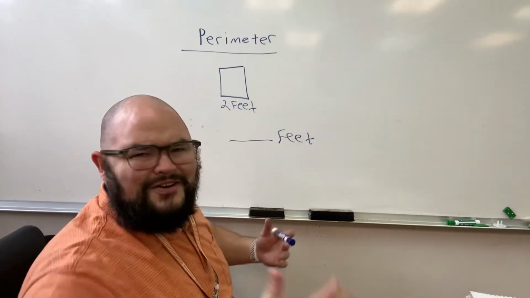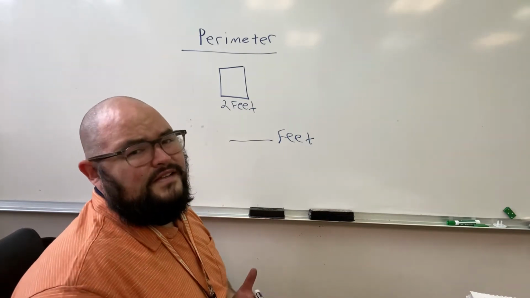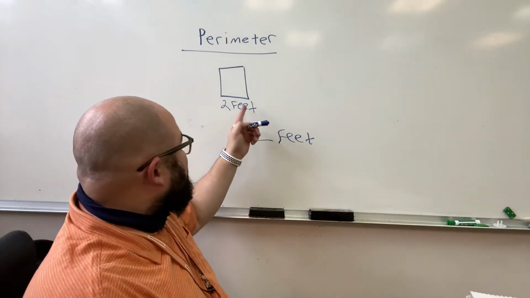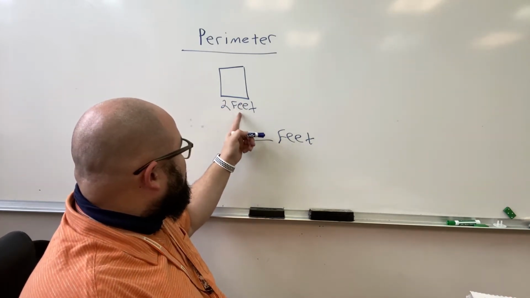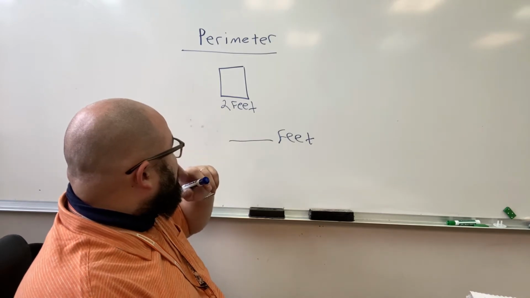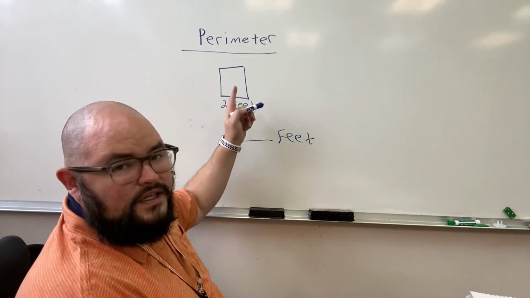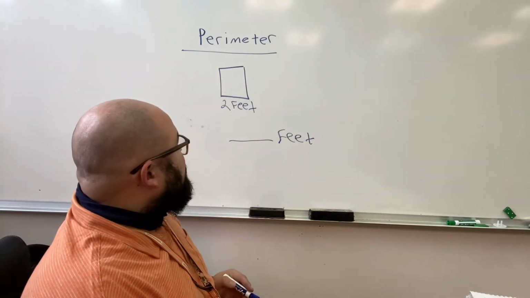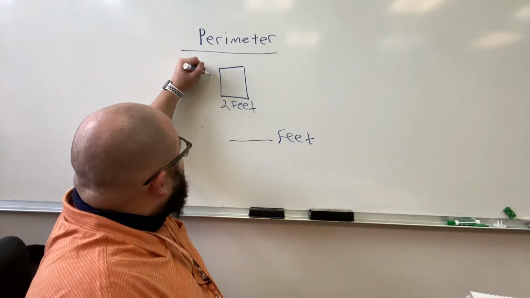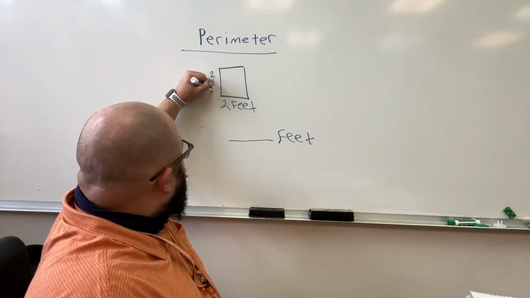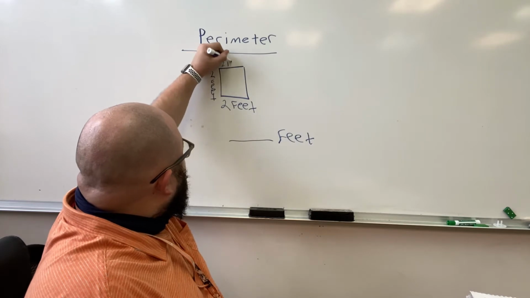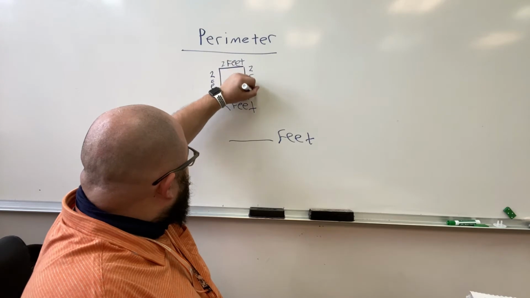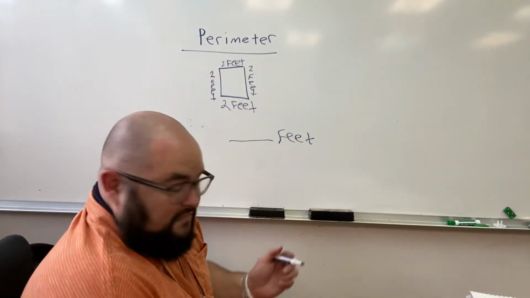How do we find perimeter? Do you have any ideas? Well, it says 2 feet at the bottom. And we know a square has equal sides, right? So could we then say that this one is 2 feet? And this one is 2 feet? And this one is 2 feet? Could we say that? Yeah, we can.